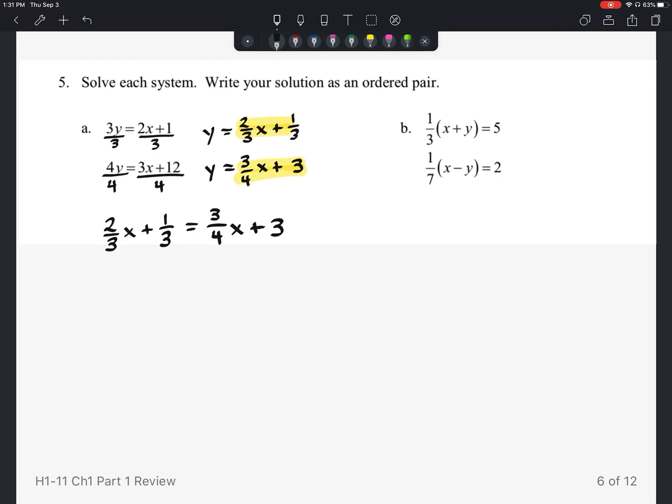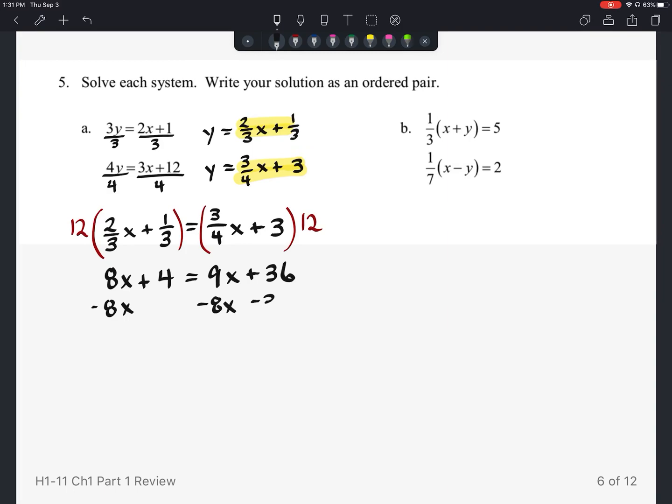Now, if you want to deal with the fractions, you can, but we could also look at it as we have 3's, 4's, and a 1 in our denominator, so our least common denominator would be 12. But we're not changing it. We're going to get rid of the fraction by multiplying both sides times 12. When we do that, we'll end up with 8x plus 4 equals 9x plus 36. Subtract the 8x from each side. Subtract 36 from each side, and we will end up with negative 32 is equal to x.